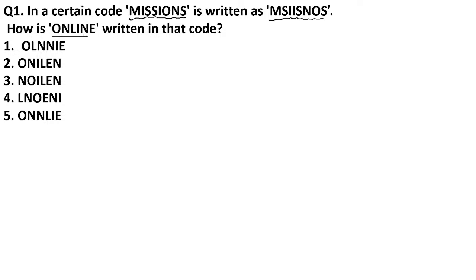Chalo, have you understood the category of coding decoding, or what is coding decoding? Simply, a code is given to you. You have to first understand the logic behind that code and use that same logic for another word. Like for MISSION, the code is MSISNOS. So for ONLINE, what should be the code?